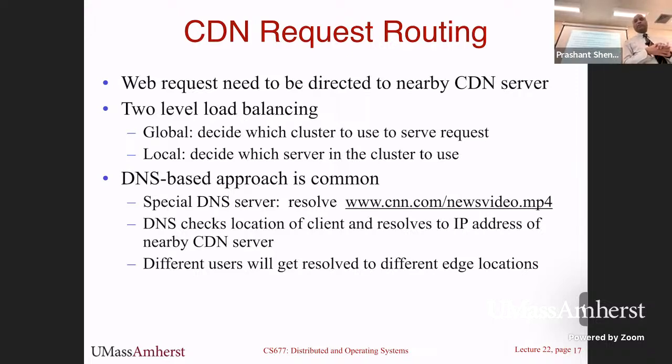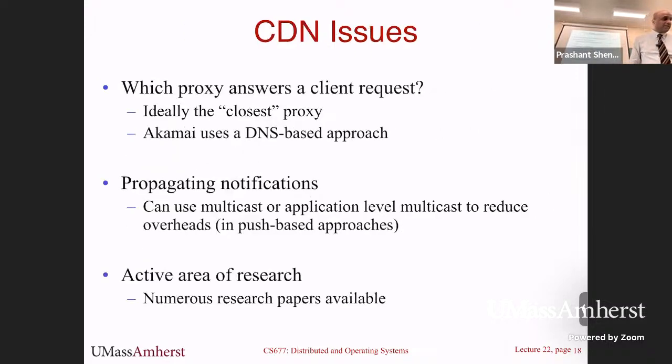Anything else here? Okay. So that is CDN request routing. You can essentially say which proxy answers a client request, ideally the closest proxy, using DNS-based approaches. You can also have all kinds of techniques to propagate notifications. If you want to invalidate content, you can use multicast and whatnot.